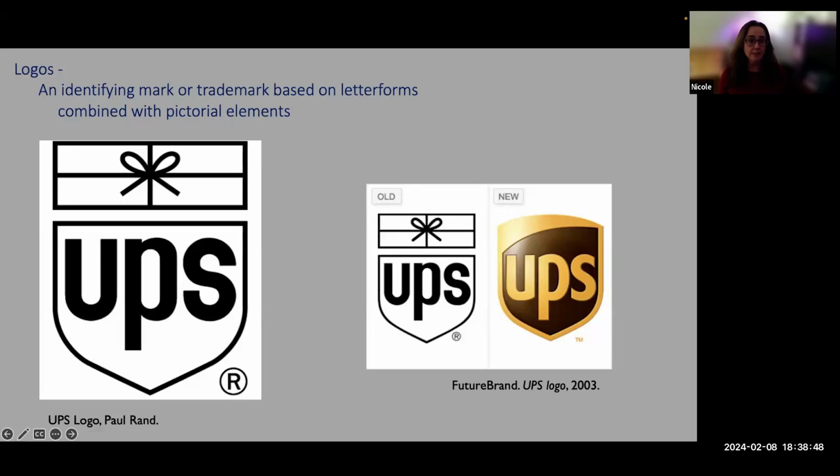So the logo then is an identifying mark or a trademark based on letter forms and combined with other pictorial elements. So if we look at the UPS logo, for example, the early version of it by Paul Rand on the right, it instantly calls to mind the company and all of its products and all of its services. As with any symbol, the logo means nothing in and of itself. The company must make its logo familiar and persuasive through sound business practices that over time become associated with it. In the case of UPS, its service, its timeliness, and its quality.